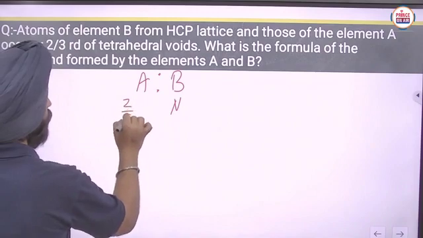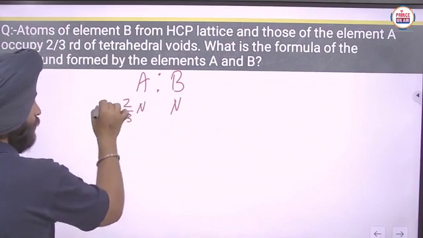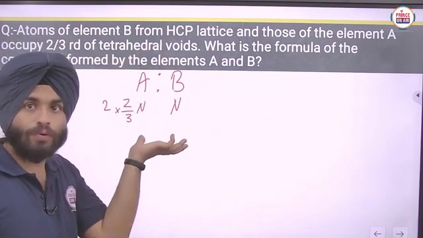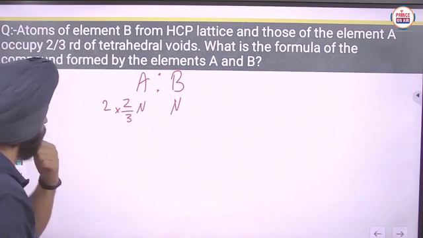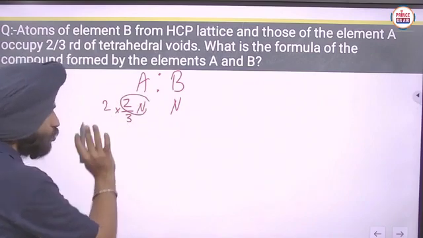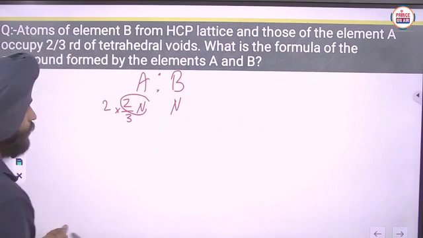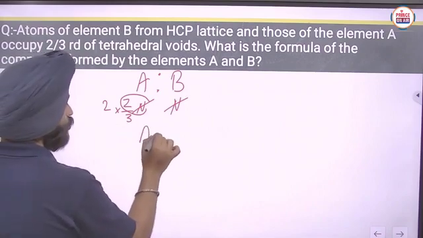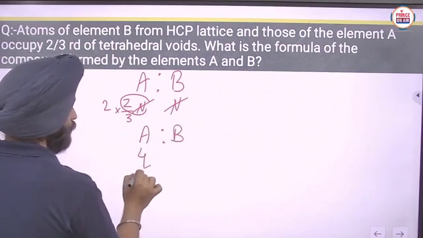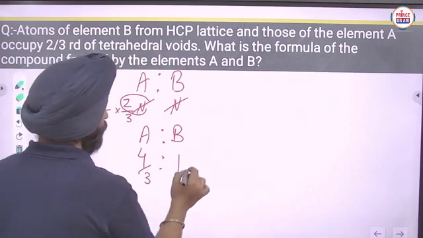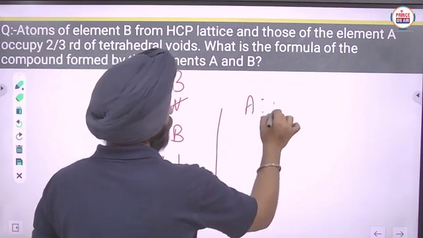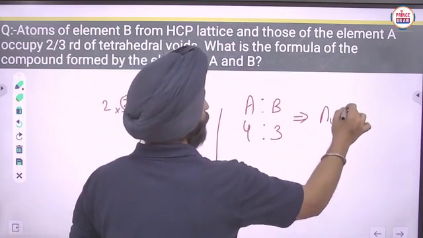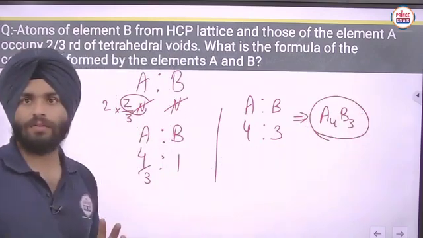So here it will be 2/3 of n, and it will become double because the voids are there. So it will be double the total number of particles present. Clear? So it will be double here, and it's a 2/3. Now what we can do, cancel n with n. It will be A ratio B, 4/3:1. So the formula will become A4B3.